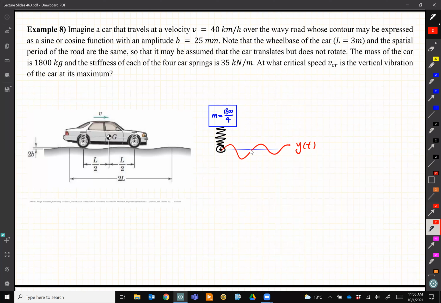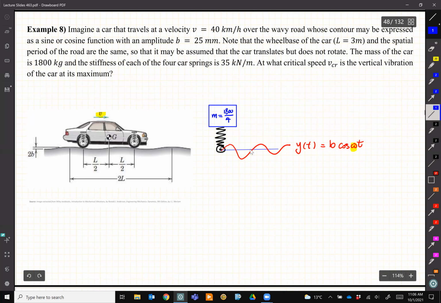I'm just going to convert it to time. So I know it's a sinusoidal motion. The base is moving up and down, so it should have a form, maybe something like B sine or cosine omega t, but I don't know what this omega is. Maybe I can figure it out. Let's take a look at the velocity of this car. So the velocity is V.